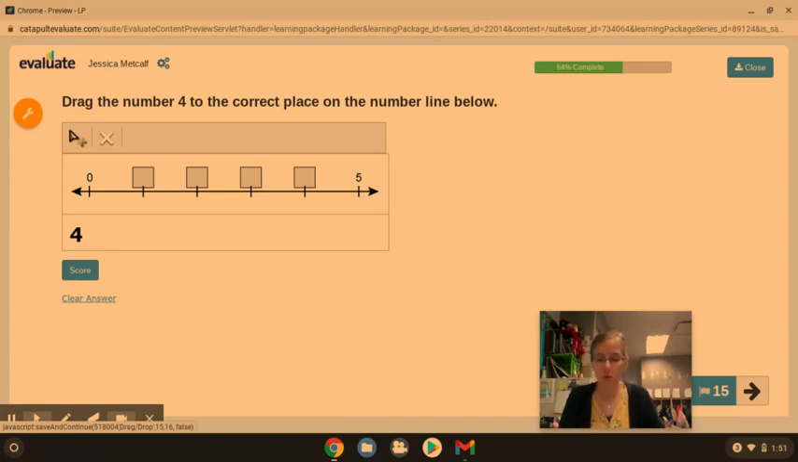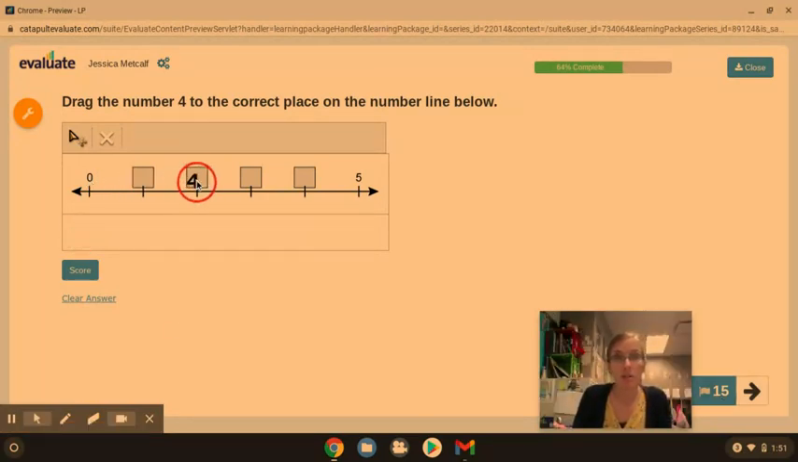You're just putting the 4 on the number line, and we do that by counting by ones. So this starting is at 0. This would be 1, 2, 3, and the 4 would go right here, right in front of the 5.